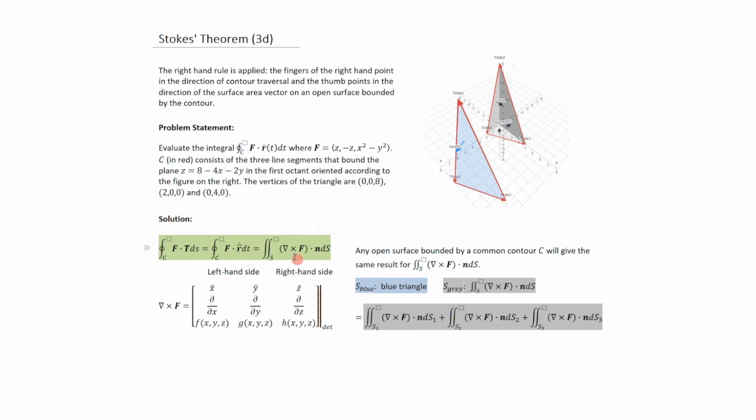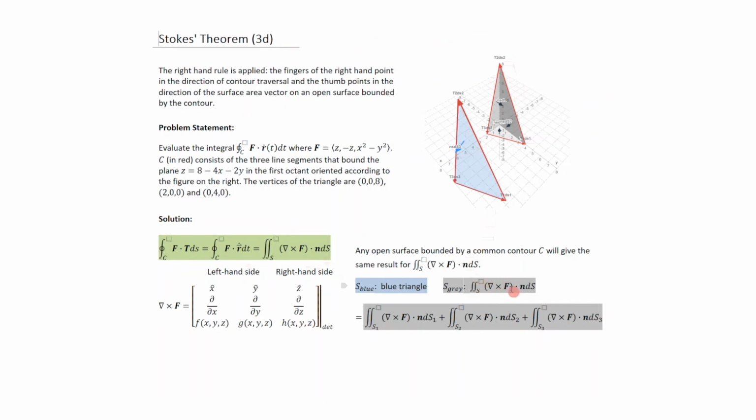And this would be equivalent to the surface integral of the curl of f dot n dS. As I said, this surface can be any surface as long as it has the common contour. So you could have this as one possible surface, and these three sides as another possible surface. That's effectively what I've shown below here. You have the blue triangle, which would be S blue, and you have the gray.